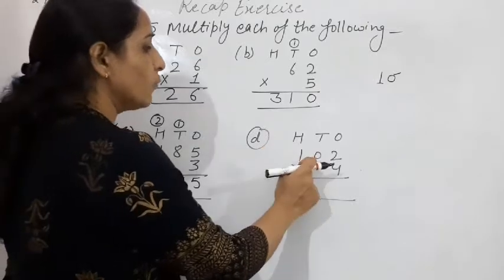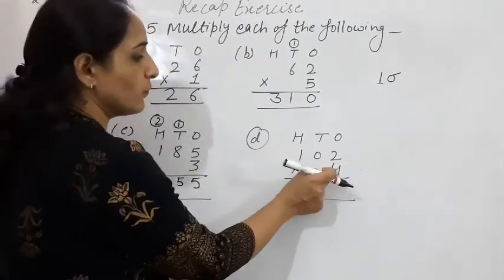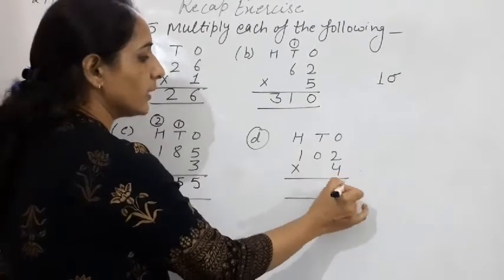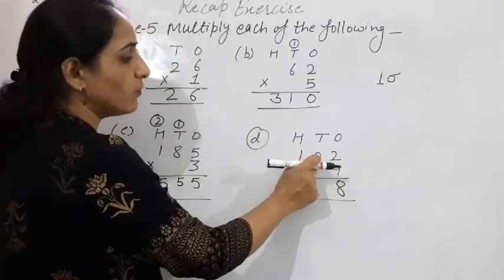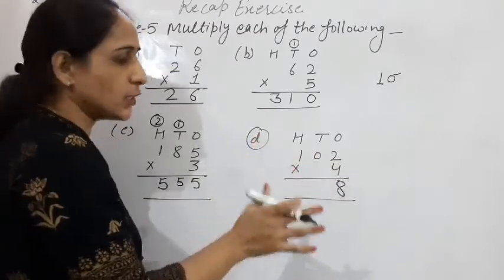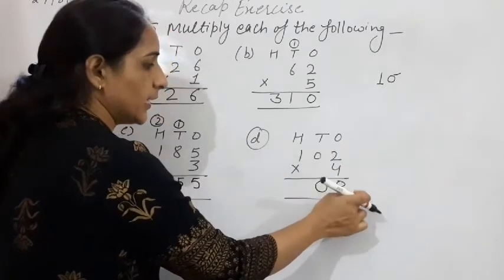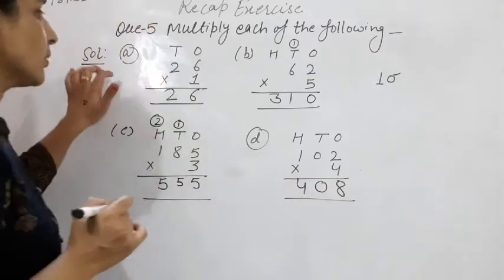Now part D, 102 multiplied by 4. We read the table of 4. So first read the table of 4 till 2. 4 2s are 8. 4 multiplied by 0: we know when we multiply any number by 0, we get 0. 4 2s are 8, 4 0s are 0 and 4 1s are 4. This is your question number 5.